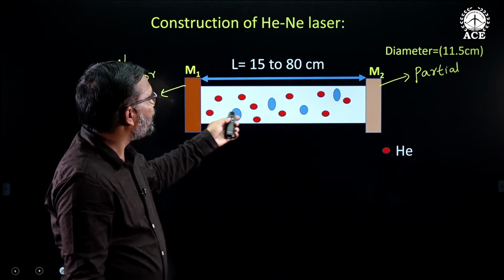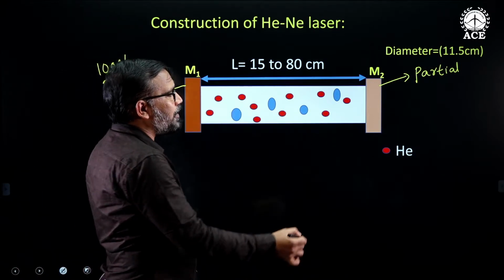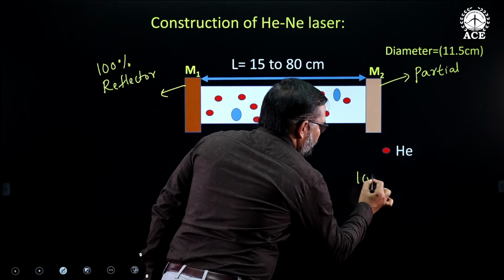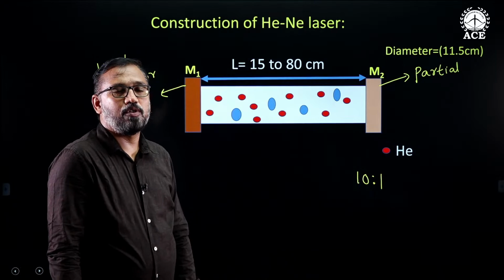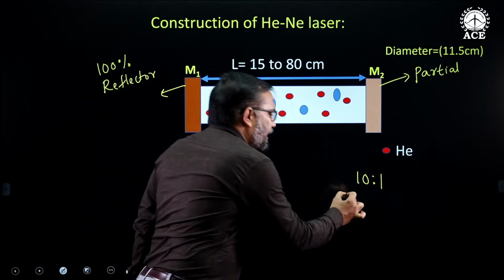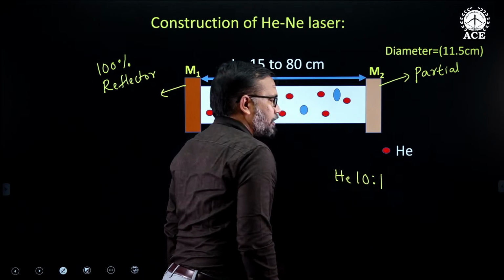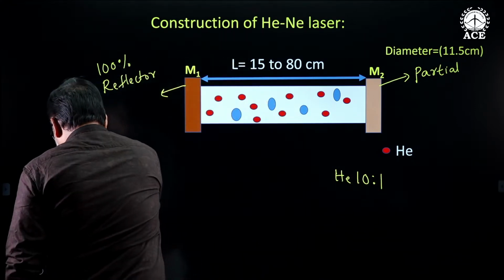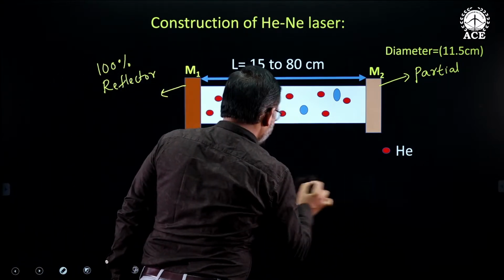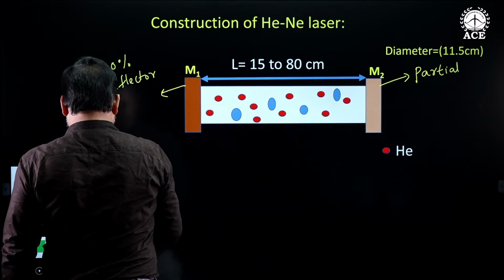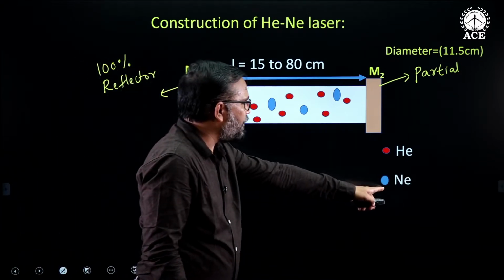I place more helium atoms than neon atoms. What ratio is it? 10:1. A 10:1 ratio means helium will be 10 atoms and neon will be 1. So this is a helium atom and this is a neon atom.